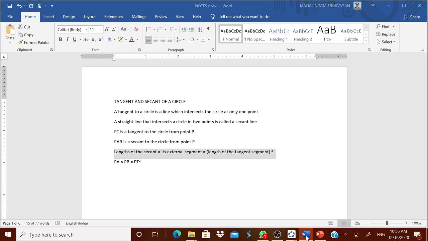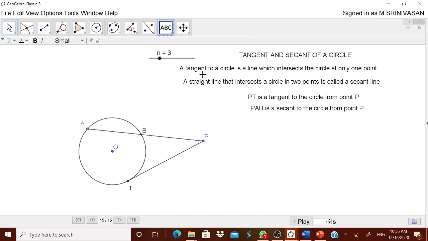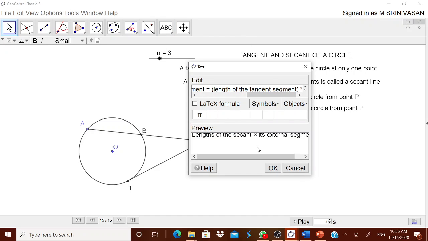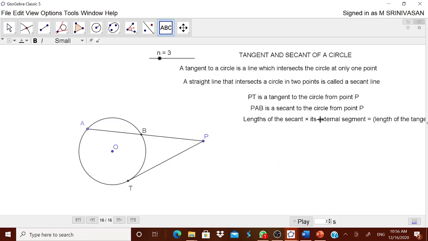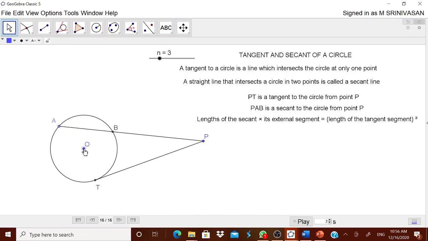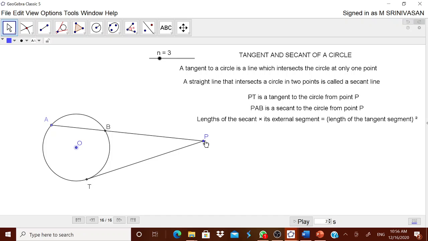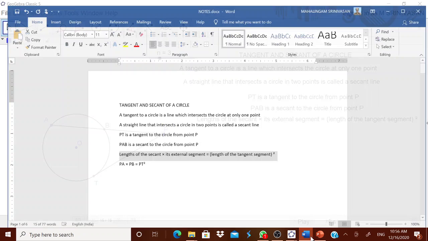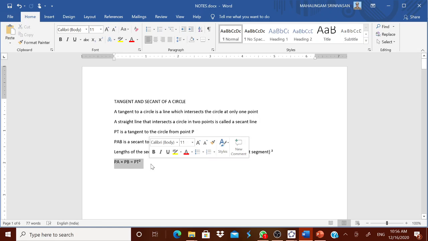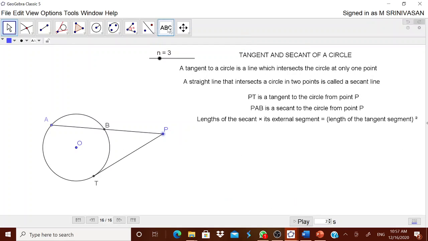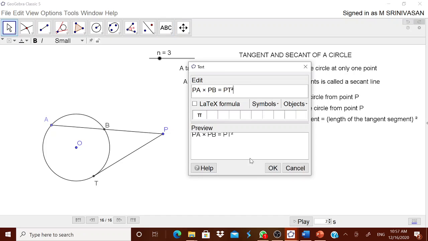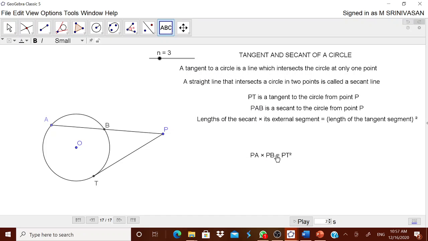Length of the secant. You can write the statement over here. Length of the secant multiplied by its external segment is equal to the length of the tangent segment whole squared. Therefore, from the figure, the child can figure out that PA into PB is equal to PT square.